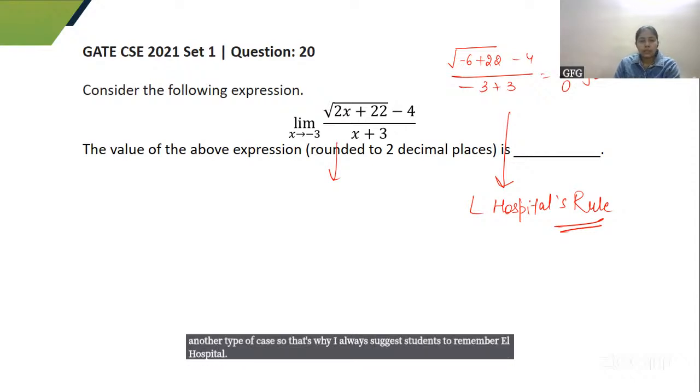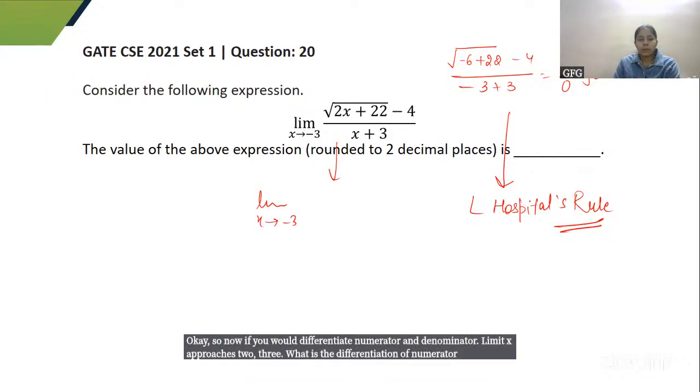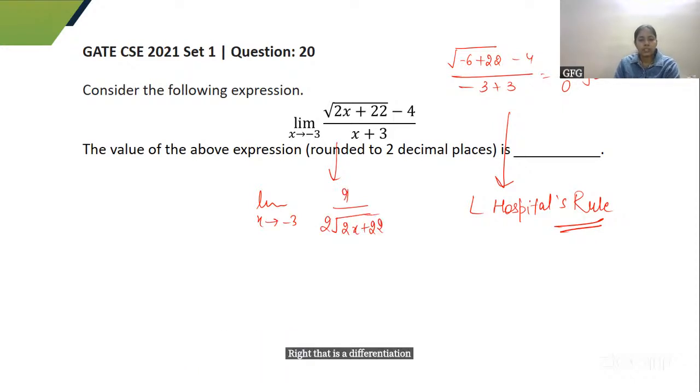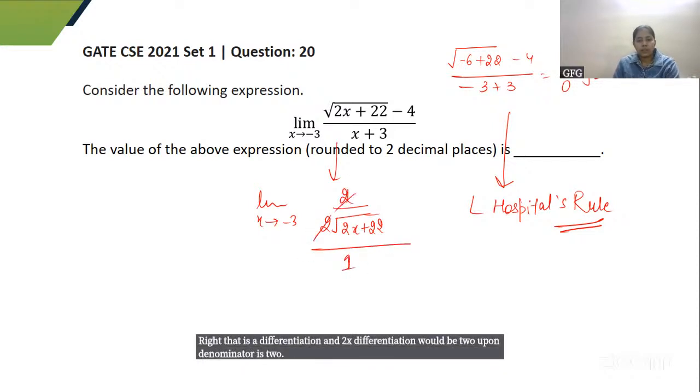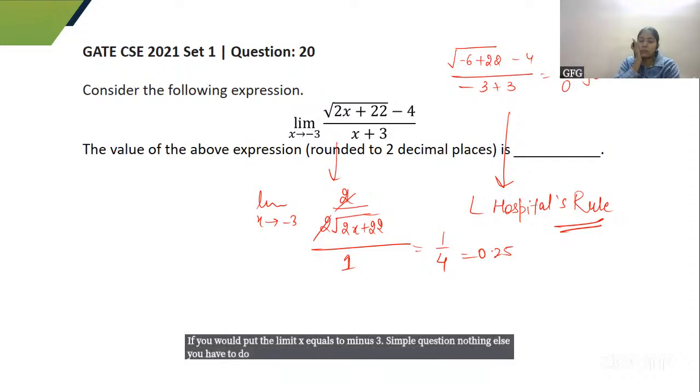Okay. So now, if you differentiate numerator and denominator, limit x approaches to 3. What is the differentiation of numerator? Square root of 2x plus 22, right? That is the differentiation, and 2x differentiation would be 2 upon denominator is 2. Now, if you put the limit x equals minus 3, you would get it as 1 by 4.25. Simple question, nothing else you have to do. You just have to differentiate numerator and denominator.